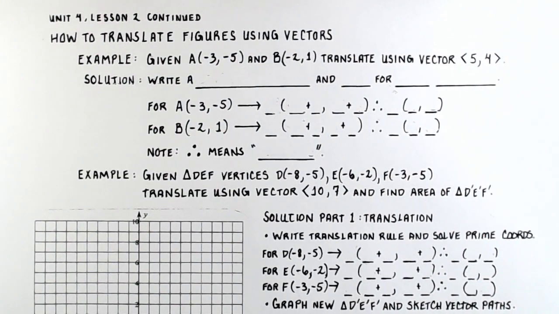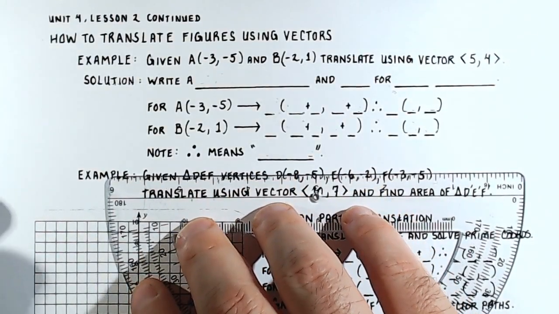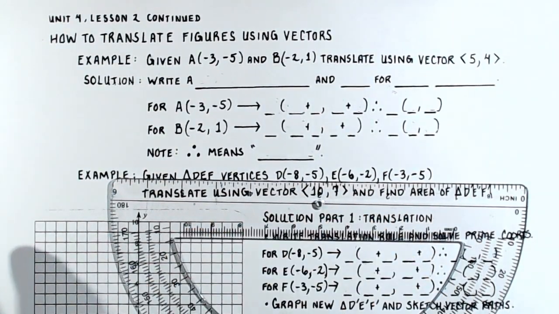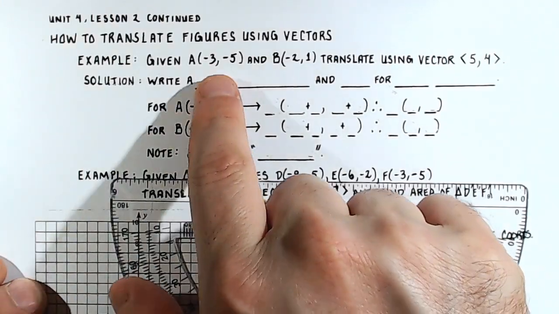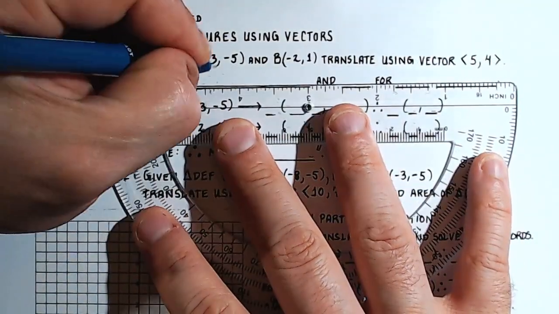Example: given A, negative 3, comma, negative 5, and B, negative 2, comma, 1, translate using vector 5, comma, 4. Now the solution process to these problems is the same regardless of their difficulty or complexity. The very first step is to write a translation rule. All right, so we're going to write a translation rule.